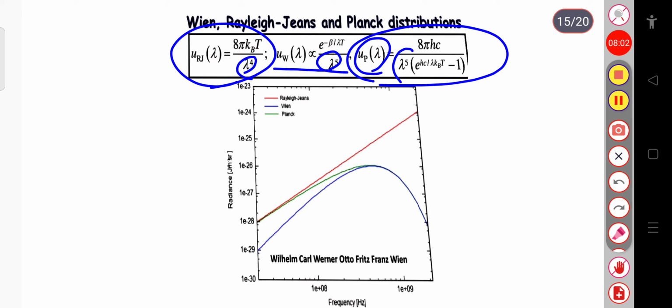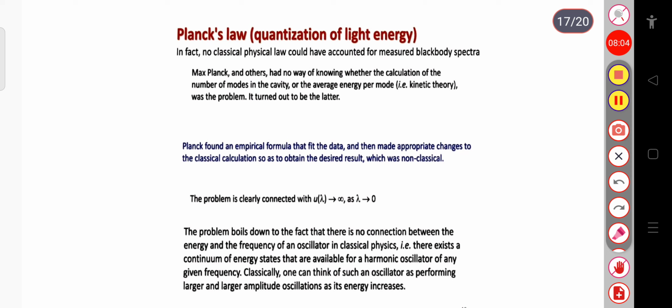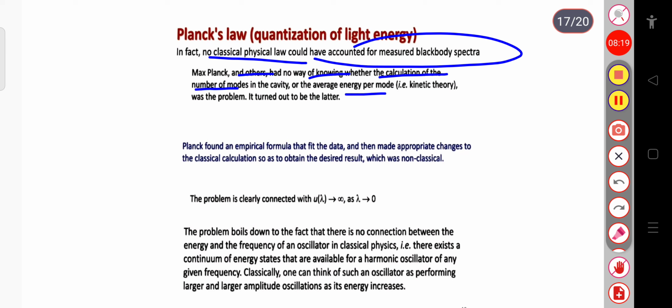So we can say that no classical physical law could have accounted for the measured blackbody spectra. Max Planck and others had no way of knowing whether the problem was the calculation of the number of modes in the cavity or the average energy per mode, that is the kinetic theory. It turned out to be the latter.